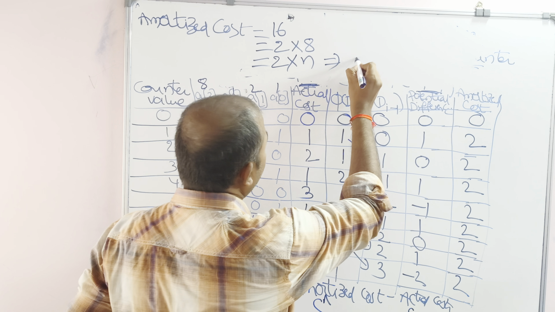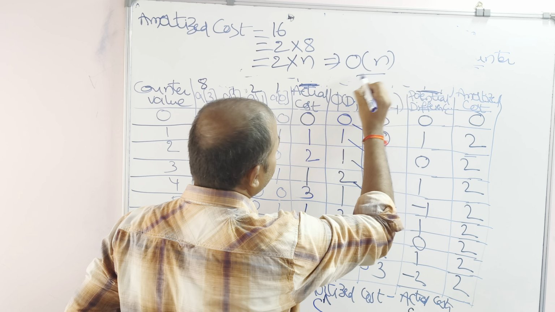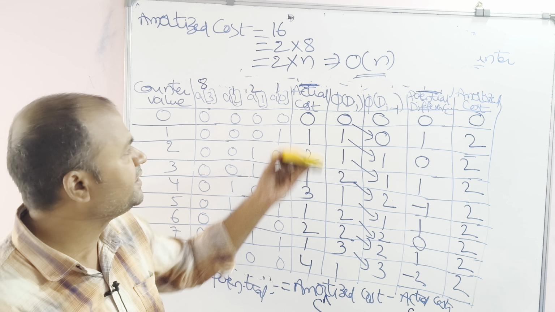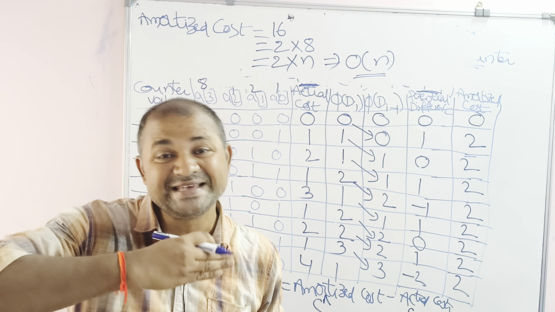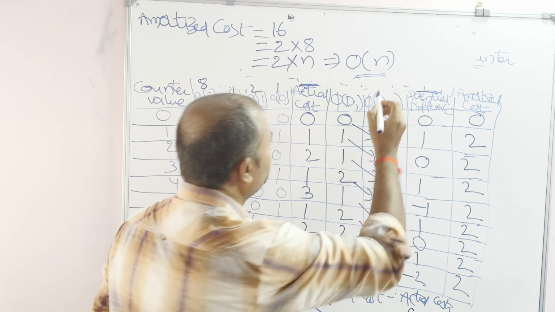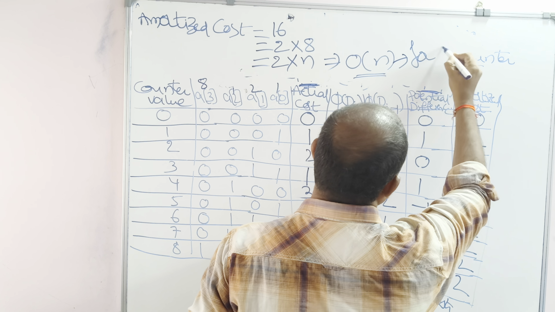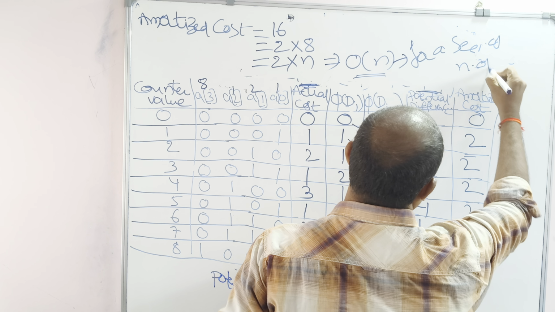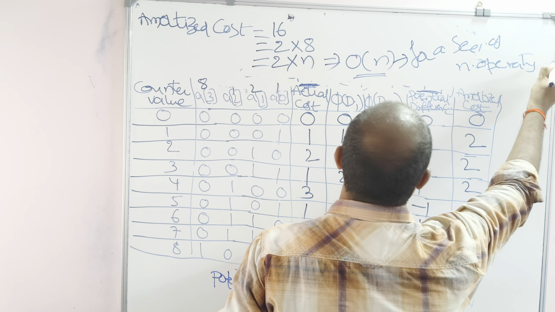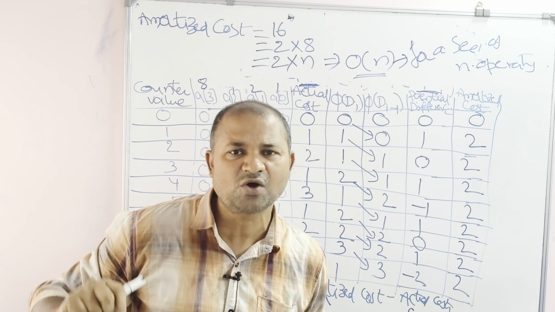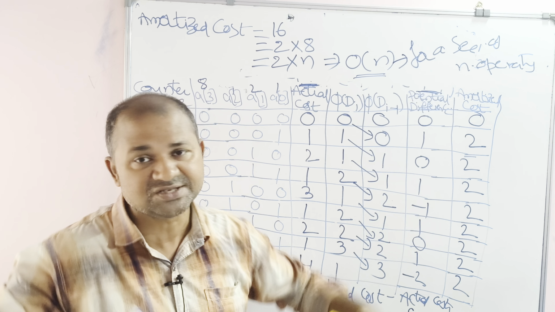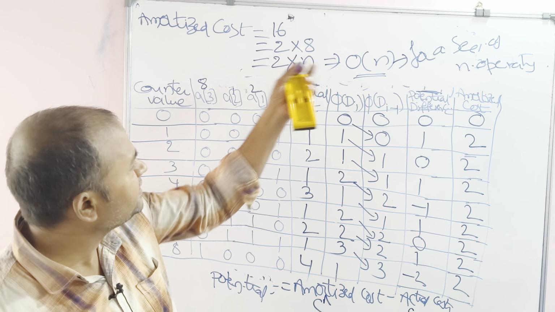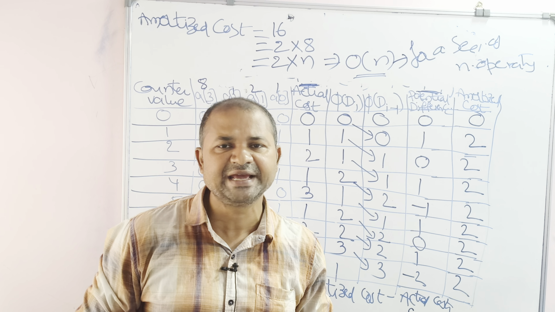So what is the cost here? The cost or time complexity for the potential method using incrementing a binary counter is order of n. So for a sequence of n operations, the cost or time complexity is order of n, whereas for a sequence of 1, we can consider it as order of 1. Okay. So this is about potential method using incrementing a binary counter.